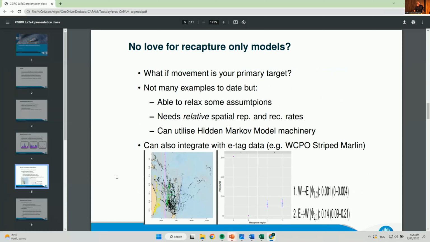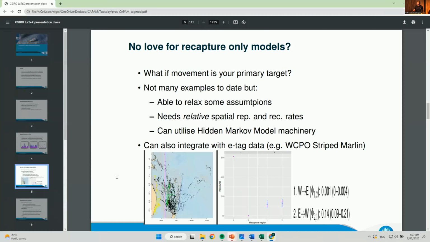Recapture only models. I think these don't get a lot of attention or the sort of affection almost that they deserve. If movement is your primary target, this can be a really useful way to make the most of your data if you're not that sure about some of the key nuisance parameters. So right, you can relax some of the assumptions for recapture only. You don't need absolute reporting rates. You only need to understand something about relative reporting and recapture rates by region.